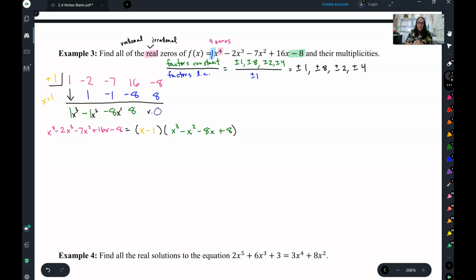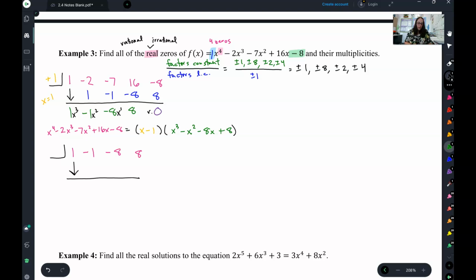It looks like we're going to need to do synthetic division one more time. Because remember, the key is to get down to a quadratic that we can factor or do the quadratic formula on. We are not down to a quadratic yet, so we're going to need synthetic division again. We're going to do our synthetic division again, but this time with this instead of what we started with. So these are our coefficients: 1, negative 1, negative 8, positive 8.